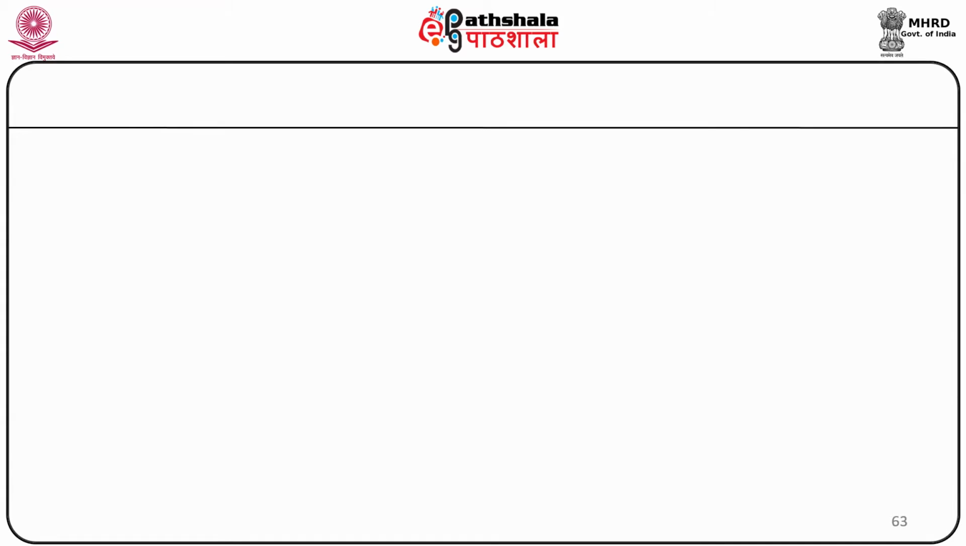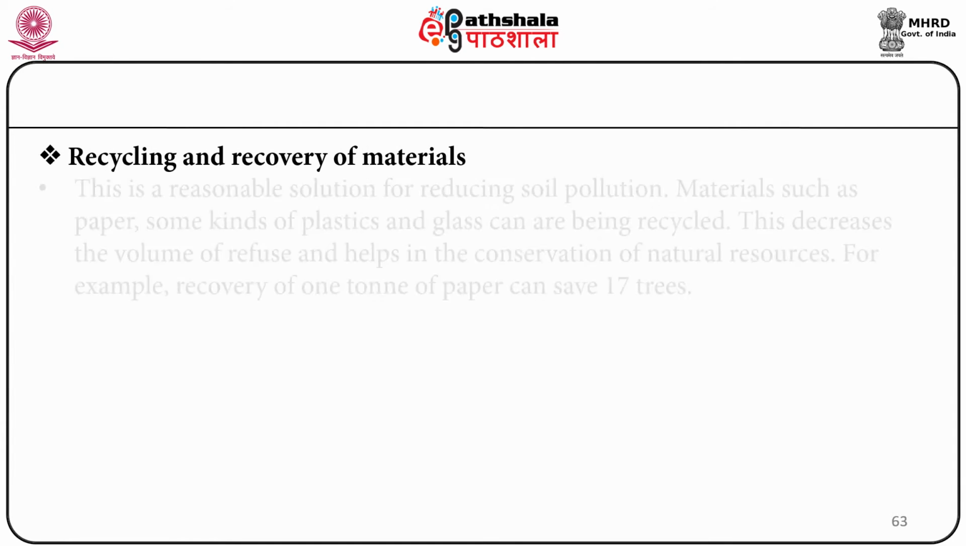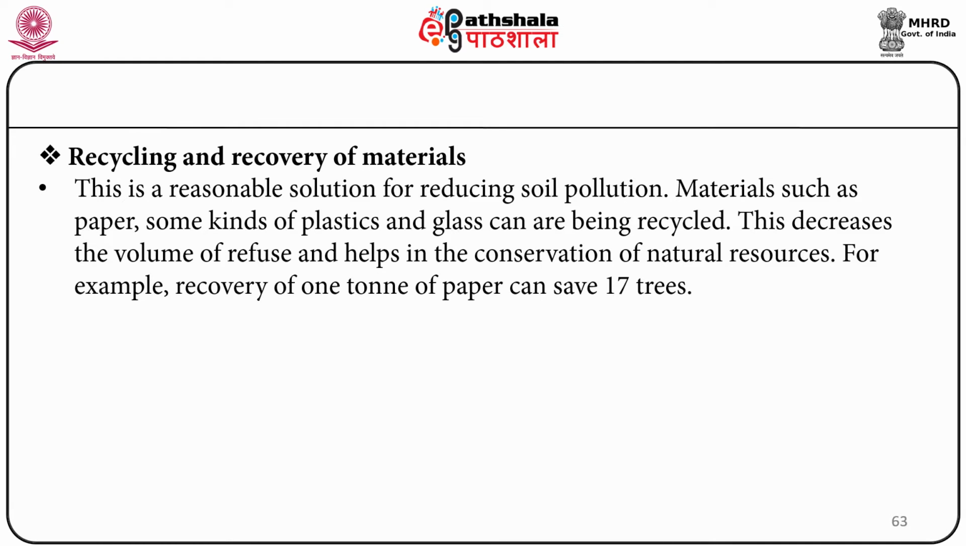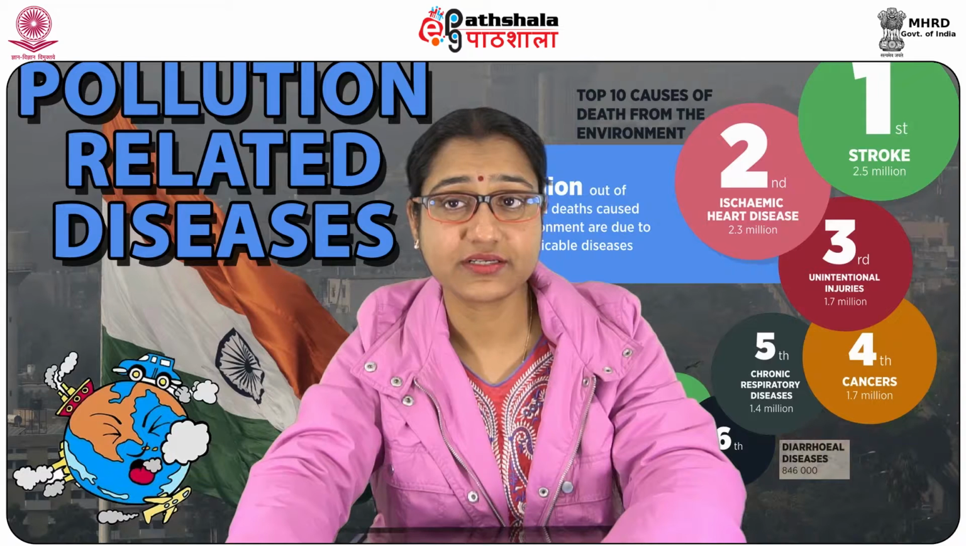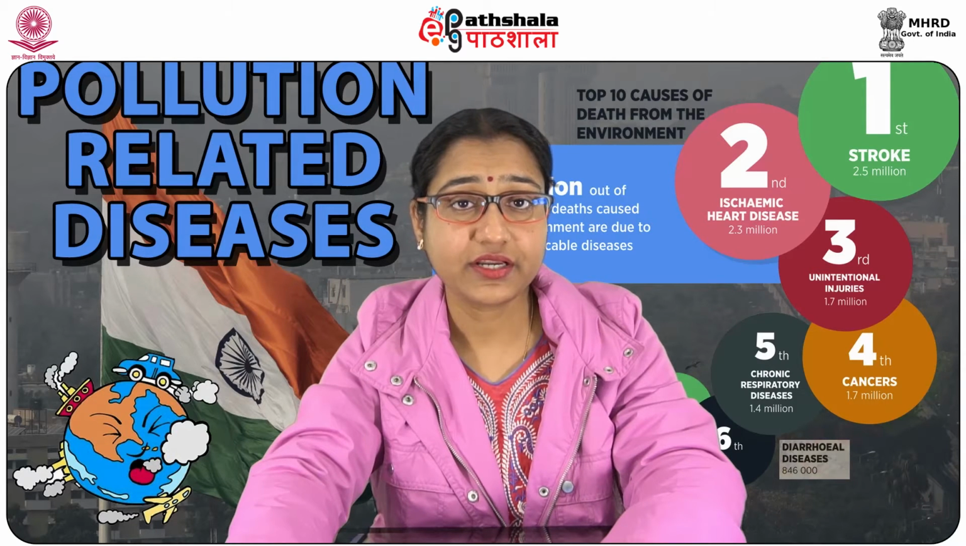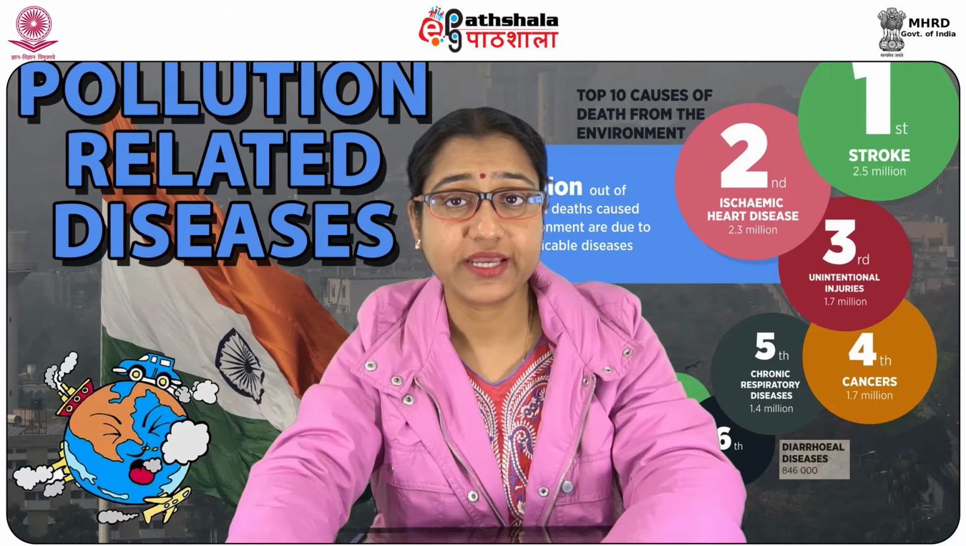Next is by recycling and recovery of materials. This is a reasonable solution for reducing soil pollution. Materials such as paper, some kinds of plastics and glass are being recycled. This decreases the volume of refuse and helps in the conservation of natural resources. For example, recovery of 1 ton of paper can save 17 trees.